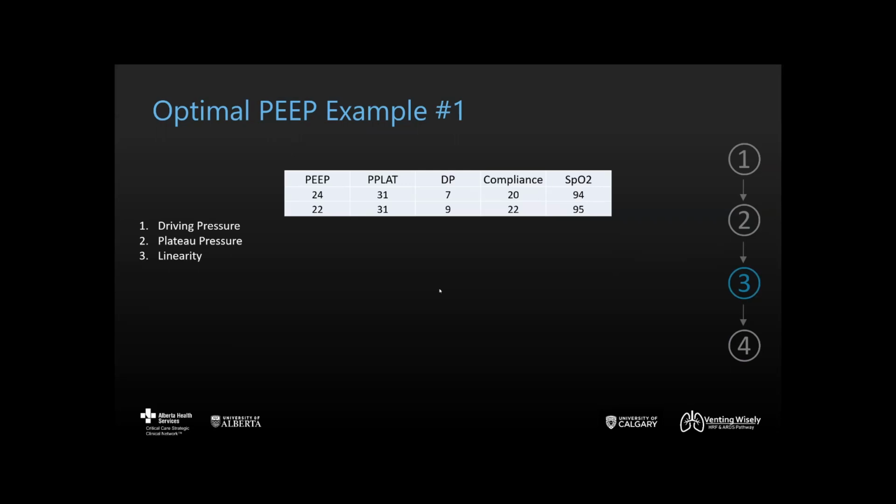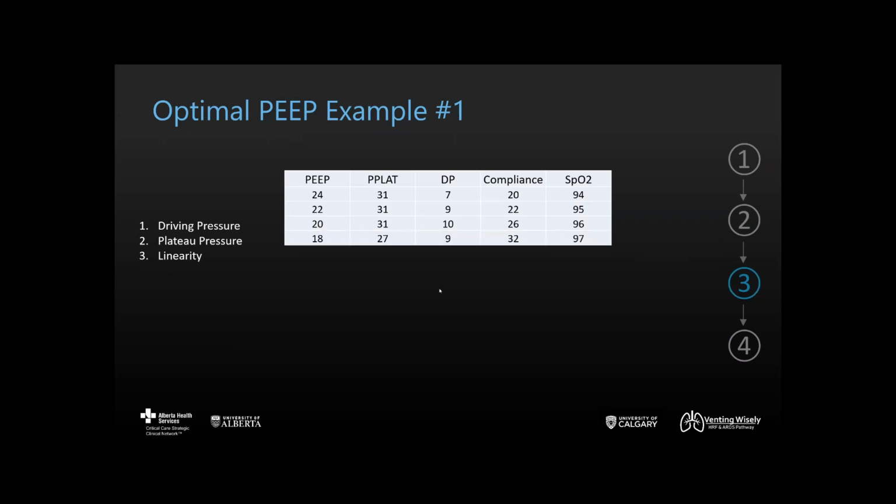Continue down, set it, and check it. PEEP of 20, same. Driving pressure good. Plateau not. Continue down to set it and check it. PEEP of 18, driving pressure good, and finally our plateau is less than or equal to 30.